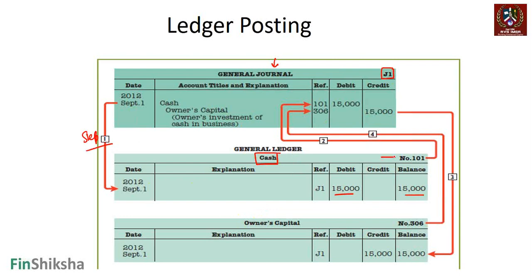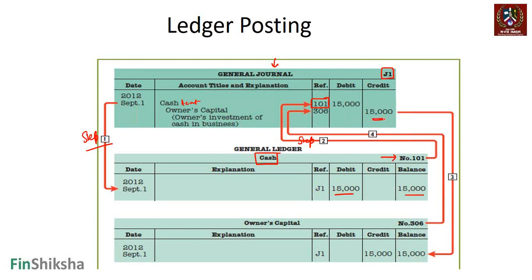Cash account number is this, which is 101. So the second step, step 2, is putting 101 here as reference. So these two get linked and you know clearly what entry is going where. So you're saying that cash account is basically account number 101 and we've put it there, right? And reference of journal is J1.